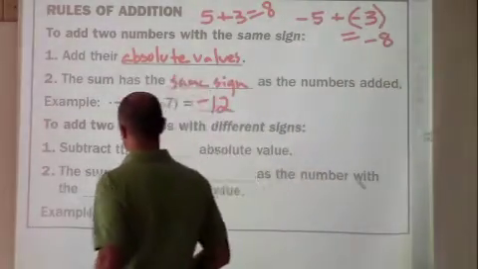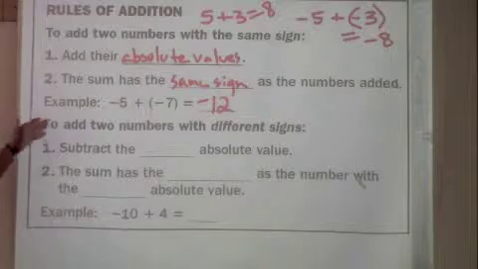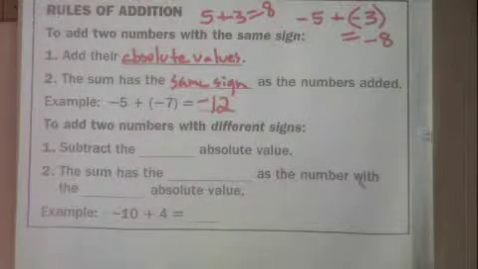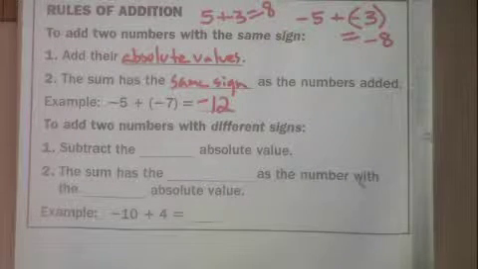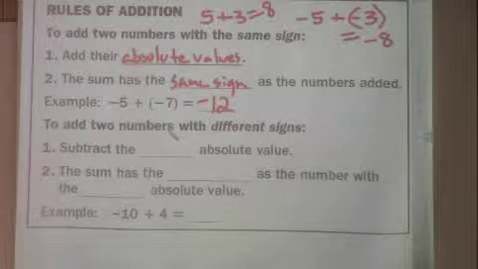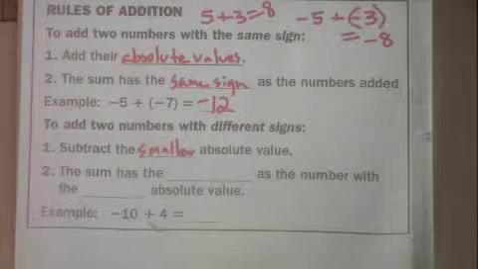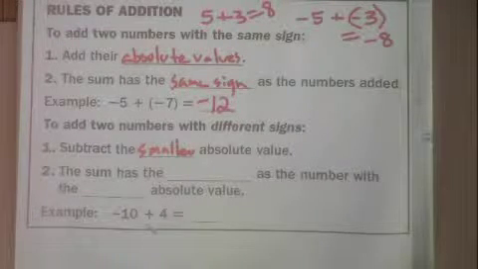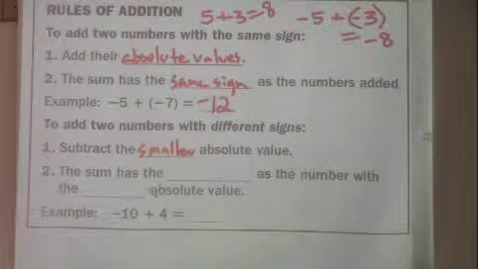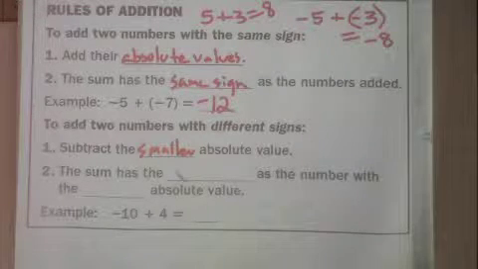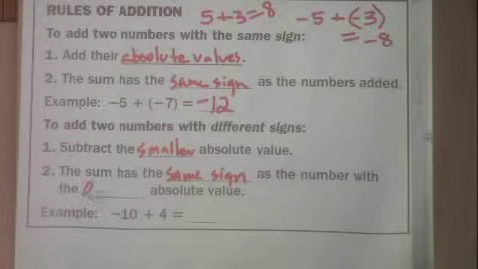But now, you said sometimes if you add a positive and a negative, it could be either one, right? So here's my rule for adding two numbers with different signs. I like thinking about it this way. Subtract the smaller absolute value. Take the bigger number minus the smaller number. Ignore the symbols. Just take the bigger number minus the smaller number. The sum is going to have the same sign as the number with the larger absolute value.